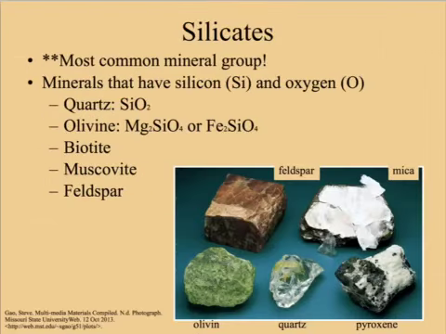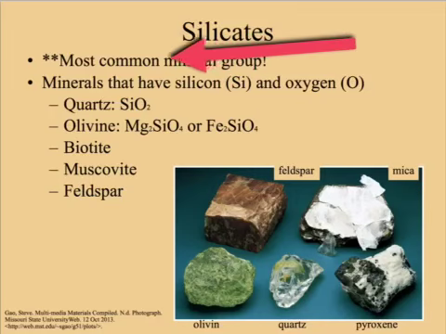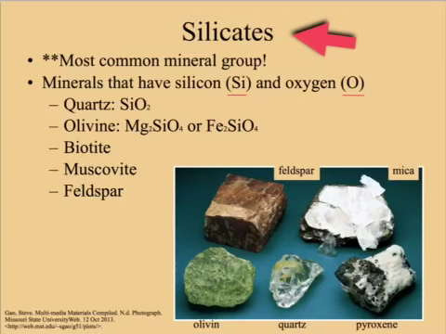The first mineral group we're going to talk about is the silicate mineral group. This group is the most common mineral group out of all of them. All silicate minerals are going to have silicon and oxygen in the chemical formula. If you remember from the last unit, the two most abundant elements in the crust are silicon and oxygen. Take quartz, for example. Quartz is a very well-known mineral. In its chemical formula it has SiO2, silicon and oxygen.